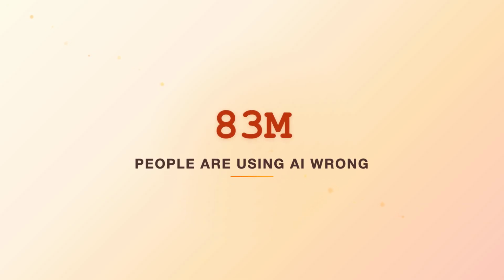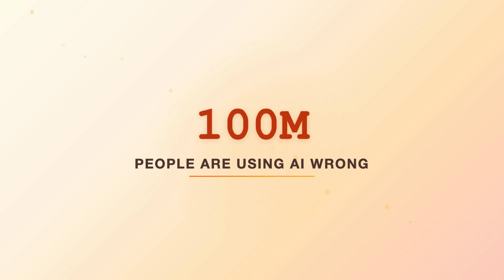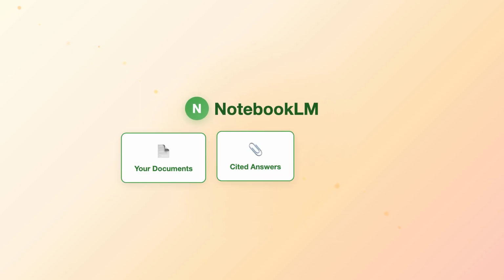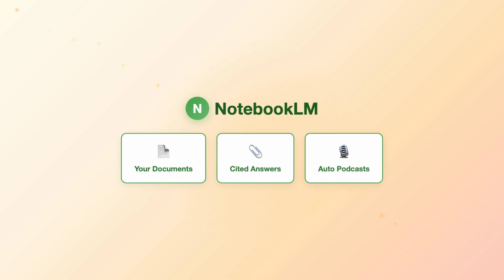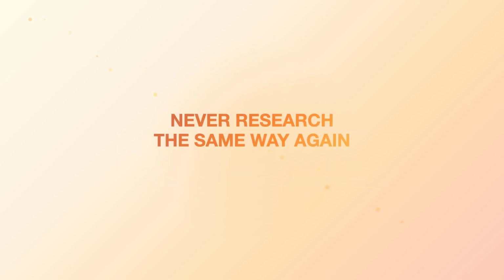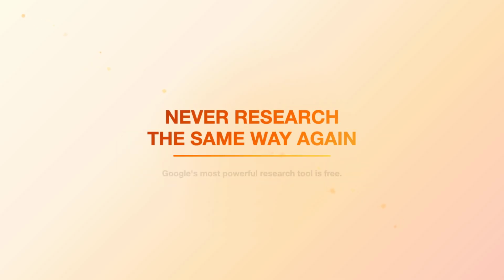100 million people are using AI completely wrong. They paste random text into ChatGPT, cross their fingers, and hope the answer isn't hallucinated. But there's a tool Google built that flips this entire approach on its head. It only answers from your documents. It cites every single claim, and it can turn your research into podcasts, videos, mind maps, and slide decks automatically. It's called NotebookLM. And after this video, you'll never research the same way again.